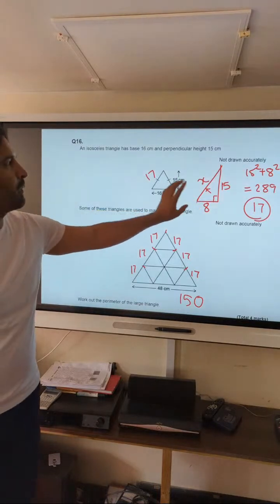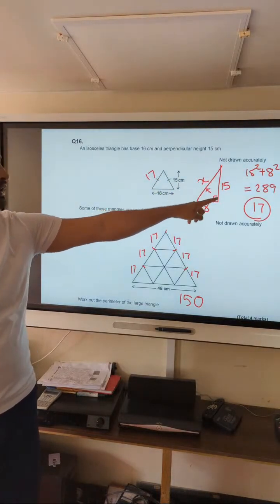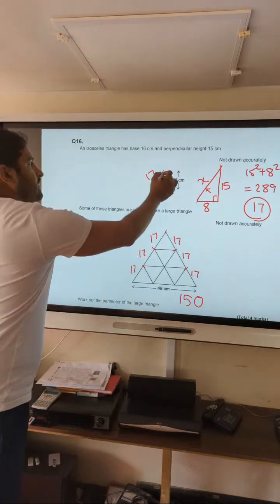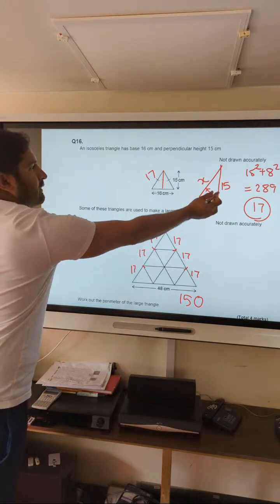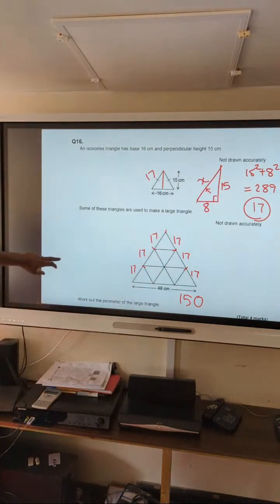But it is really important that you see what you're trying to do here. Cut it into halves. So instead of 16, now you have 8, and the height is 15. So you're looking for the biggest side there.